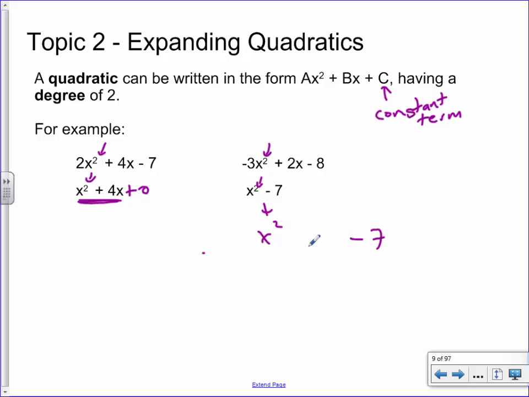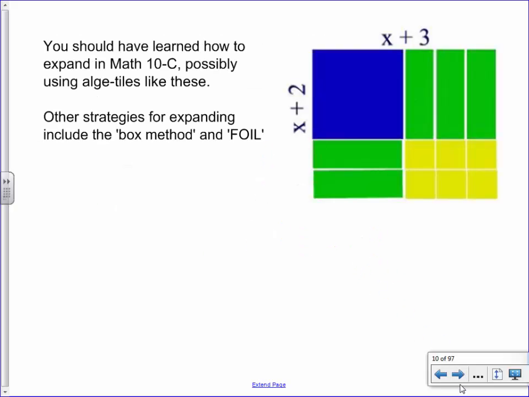How about this one right here? Could I write it with a middle term? Yeah, there are 0 x's. So we can always write it with a certain number of x squareds, a certain number of x's, and a constant term. Those numbers could be zeros, but that's what makes it a quadratic.